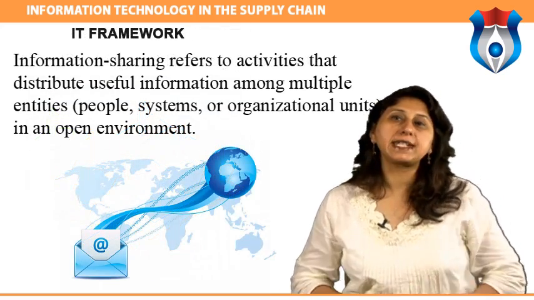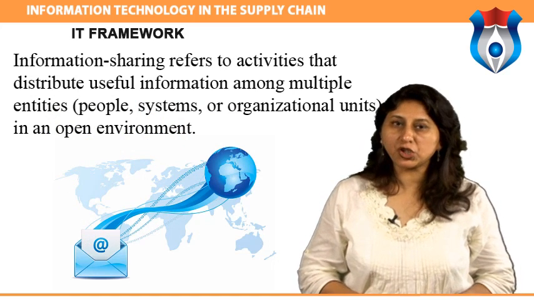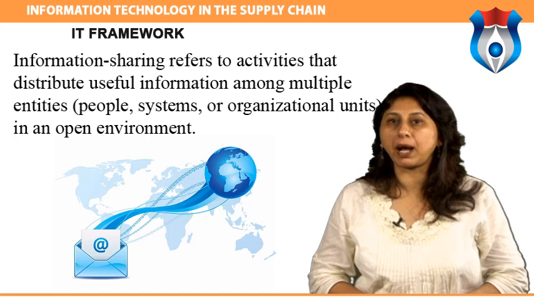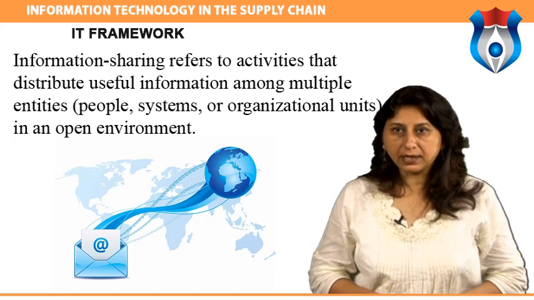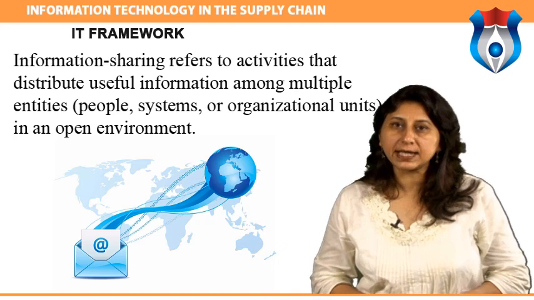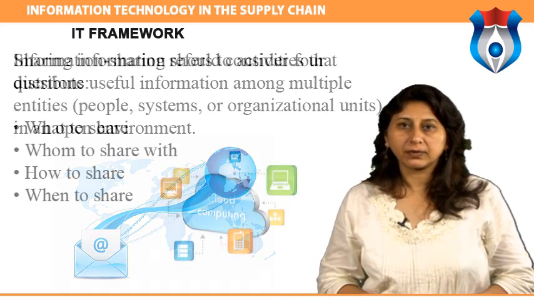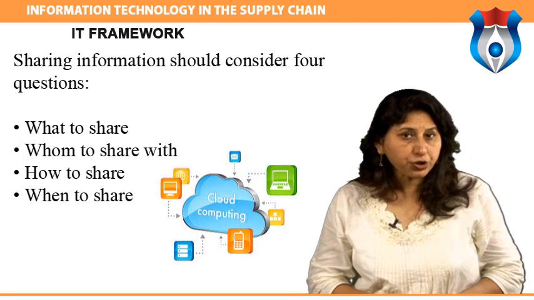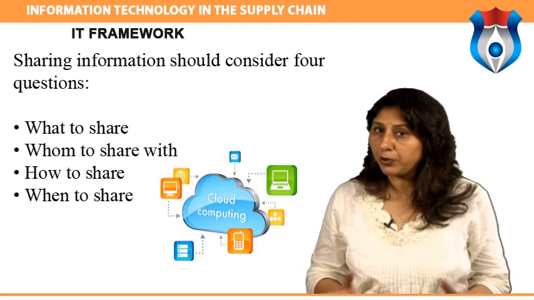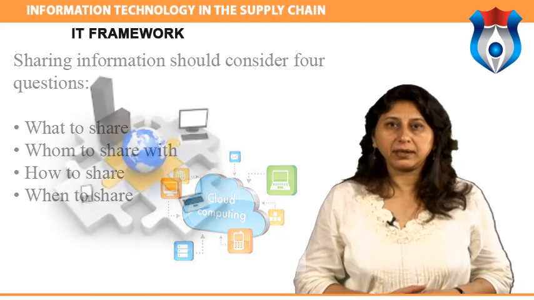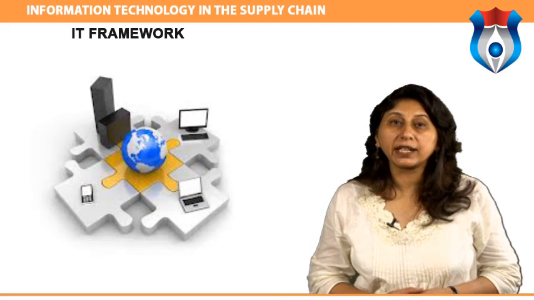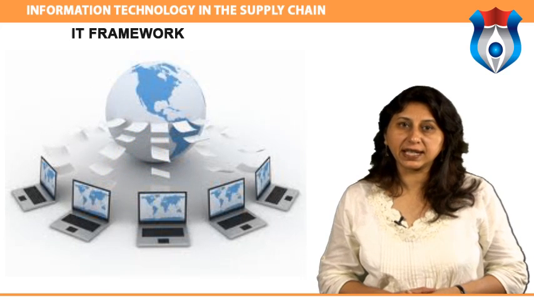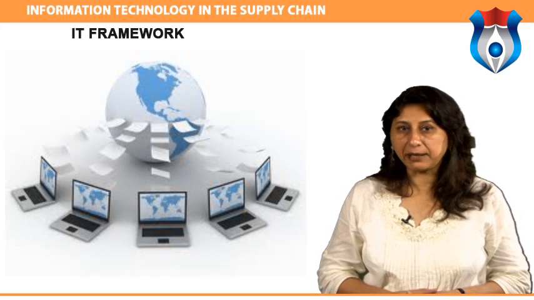Let's talk about IT framework. Information sharing refers to activities that distribute useful information among multiple entities, people, systems, or organizational units in an open environment. Sharing information should consider 4 questions: what to share, whom to share with, how to share, when to share. Better answering these questions can greatly improve information sharing results, avoiding overload or deficiency, reducing sharing cost, and being more responsive.